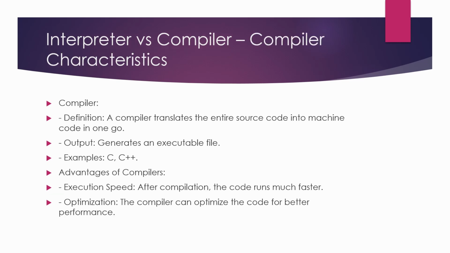Compilers are known for their speed. Once the code is compiled, it runs faster than interpreted code because it has been converted to machine code ahead of time. Additionally, compilers can optimize the code for better performance. However, they do require time to compile the source code before execution.